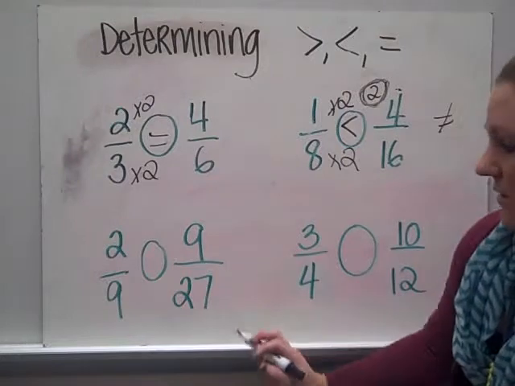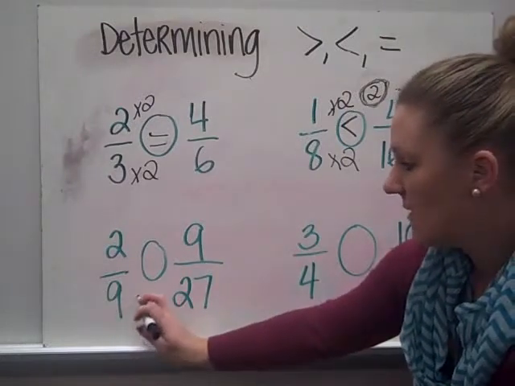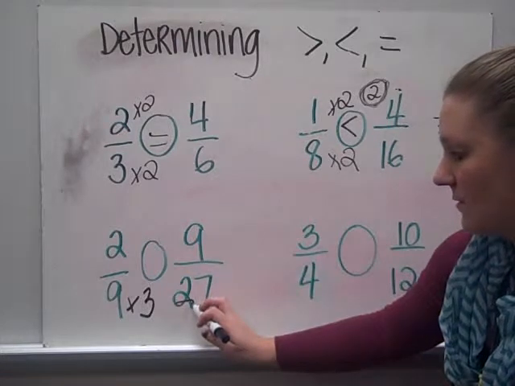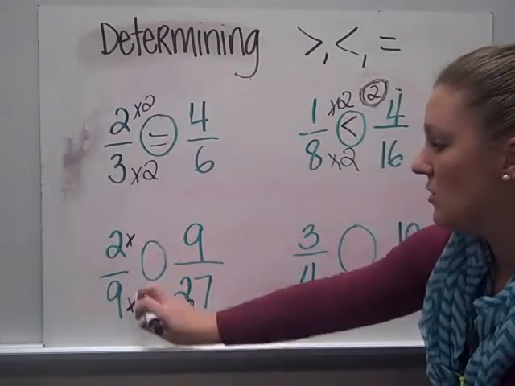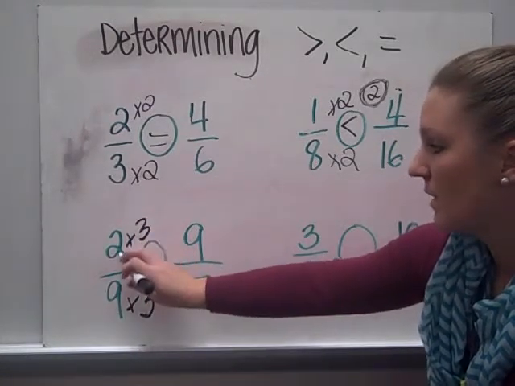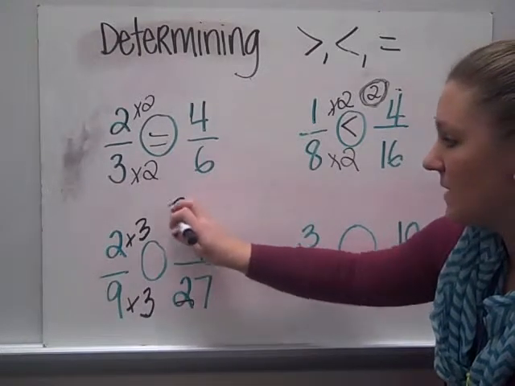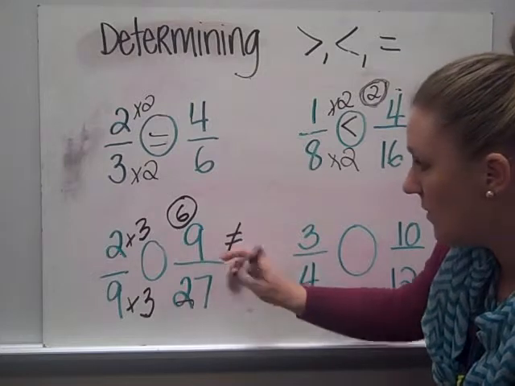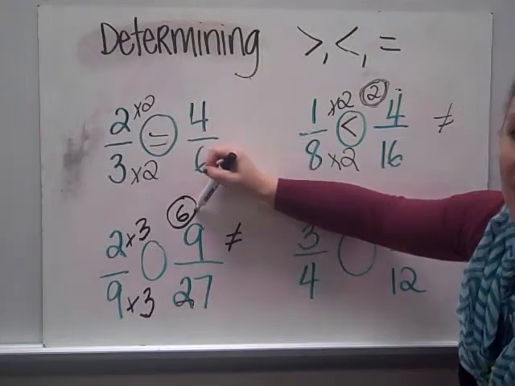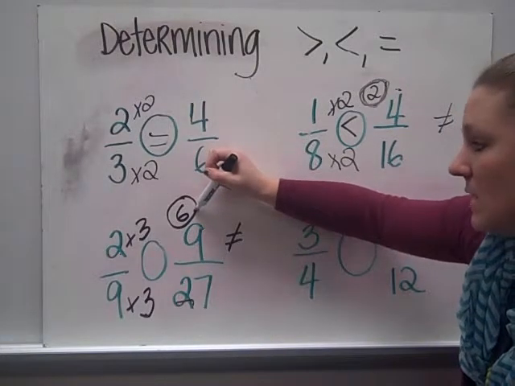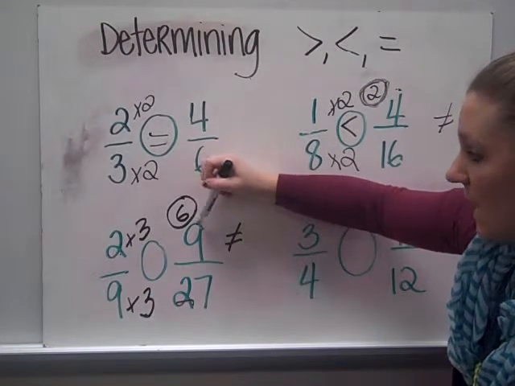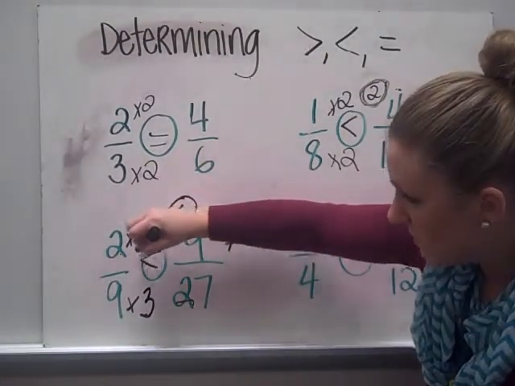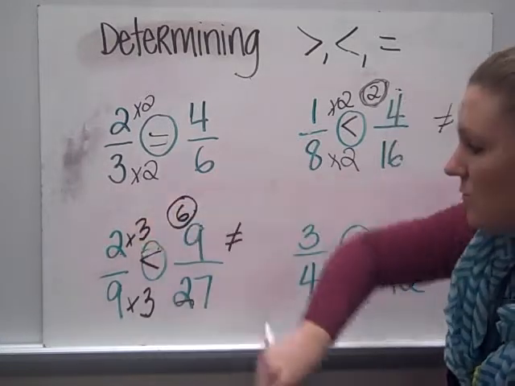Alright, down here, another example. 9 times 3 equals 27. So I must multiply 2 times the 3. 2 times 3 is 6. Okay? I automatically know that these are not equal because this is 9, and it would have to be a 6 in order for them to be equal. 9 is more than 6, so this one is greater than 2/9.